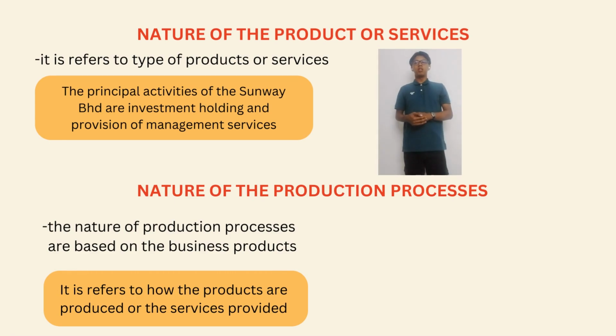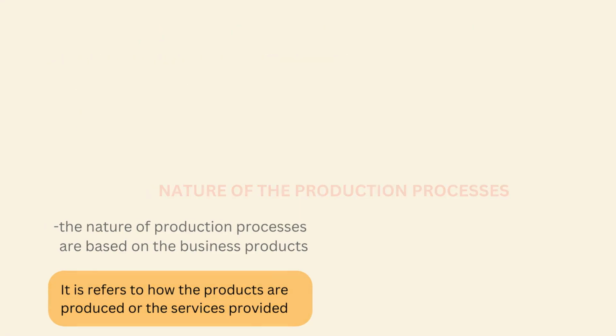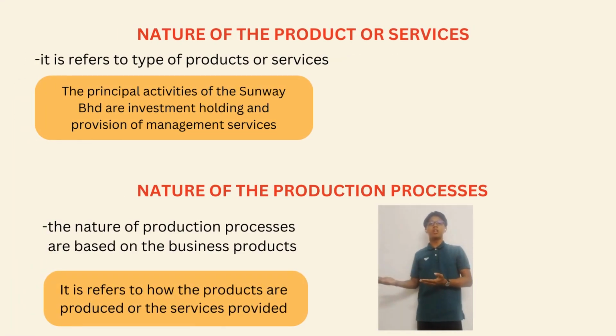First, the nature of the product or services refers to the type of product or services. For Sunway Berhad, the principal activities are investment holding and provision of management services. Next is the nature of the production processes. The nature of production processes is based on the business product. It refers to how the products are produced or the services are provided.